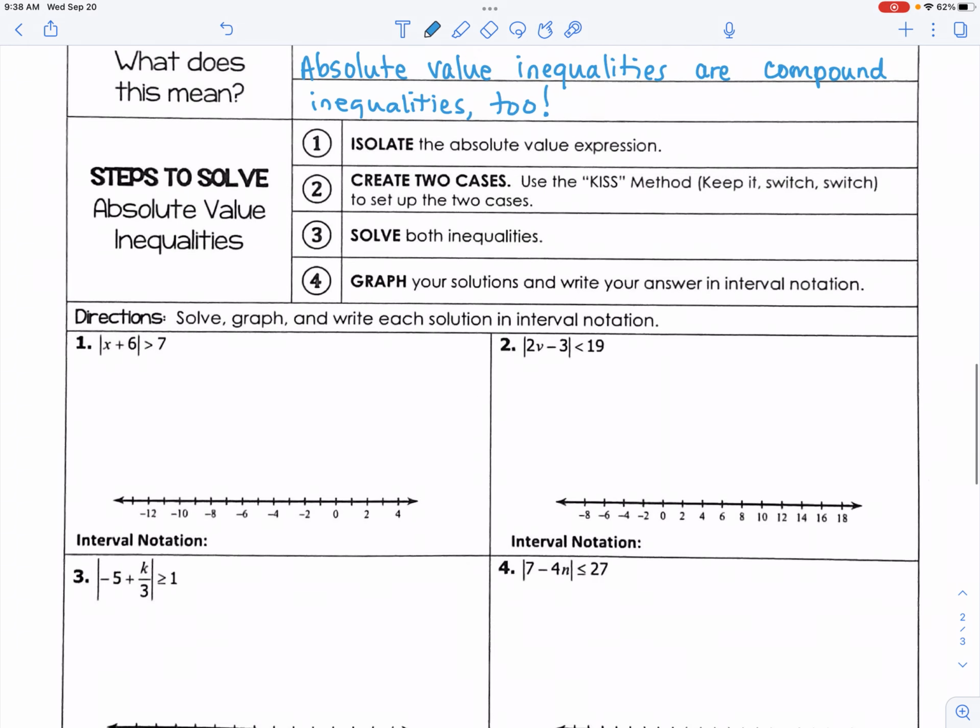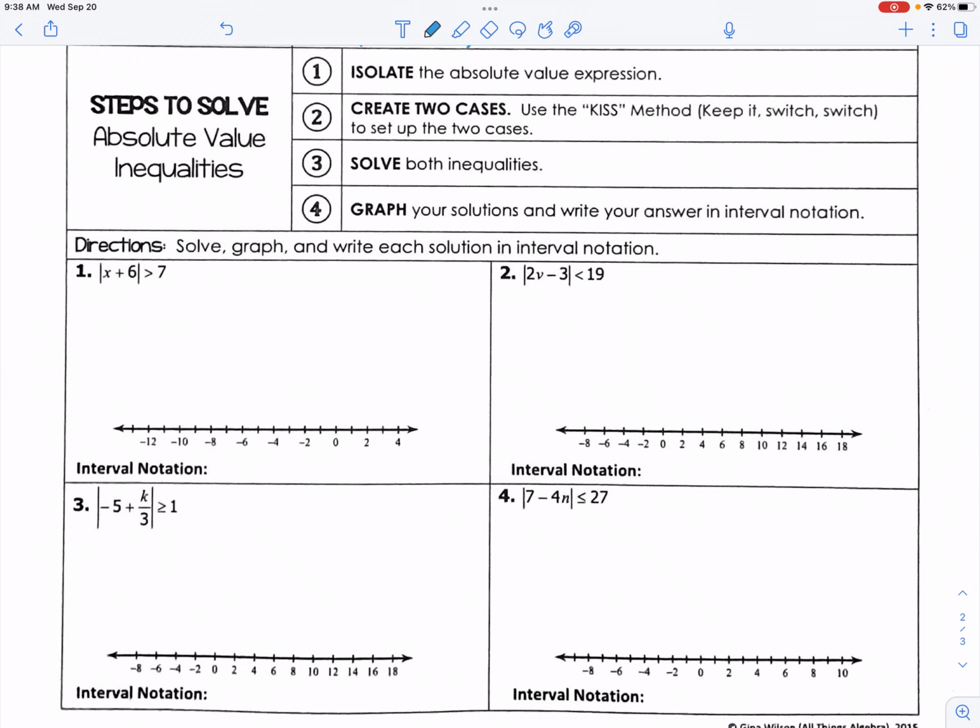So just like with absolute values, we have to first isolate the absolute value expression. So make sure we leave that alone, add, subtract, multiply, whatever we need to do to make sure that the absolute value symbols are by themselves. And then the 2 cases that we create, it's what we call the KISS method. So we keep it the same for the first case. When we switch, we switch the symbol and we switch the sign of that other side of the inequality.